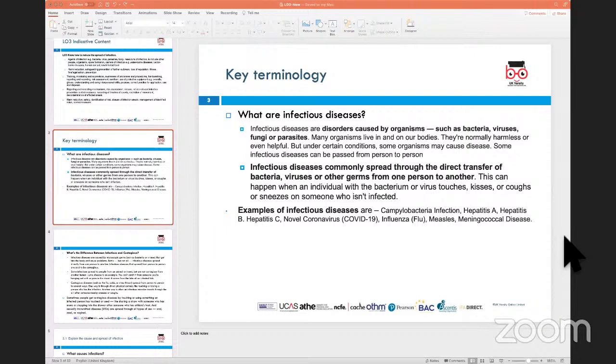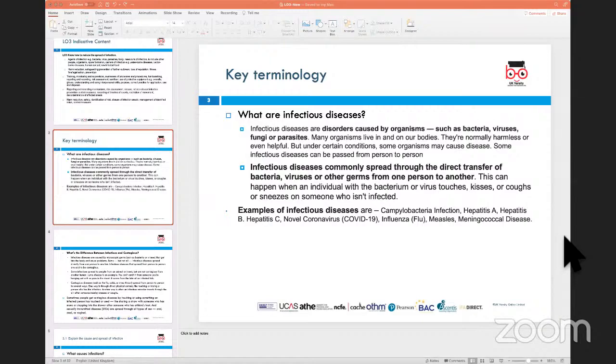Now, examples of infectious diseases would include hepatitis A, B, C. You look at COVID-19 virus, you look at flu, you look at measles, and I've also put in a bacterial disease in particular, which is called the meningococcal disease.